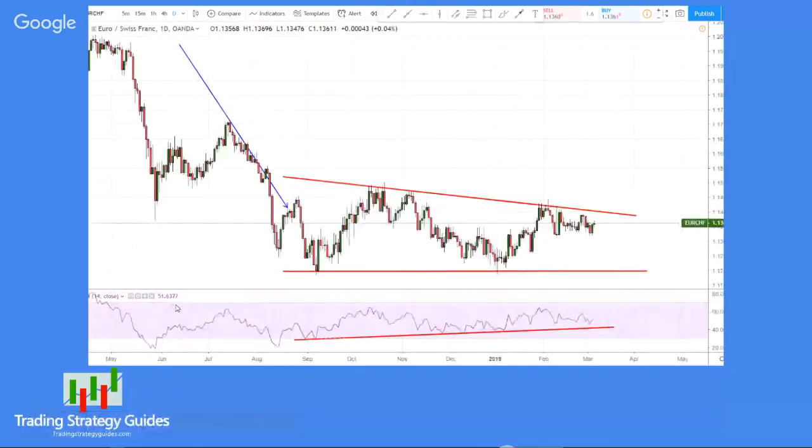Here's a Euro Swiss. Nice downtrend in, lots of support. This is an active trade. This is today. This is a daily chart. This thing goes all the way back to September of last year. So when this thing breaks, it's probably going to be pretty big.